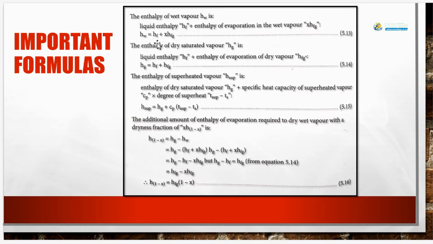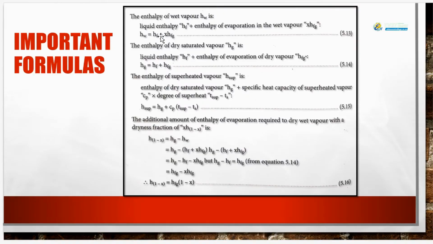What is x? x represents the dryness fraction. That wet vapor, what amount of dryness fraction does it require for it to dry out? Hf, we did speak of that, but we are going to look at a table that will clearly indicate what Hf is and the values of Hf and Hfg.